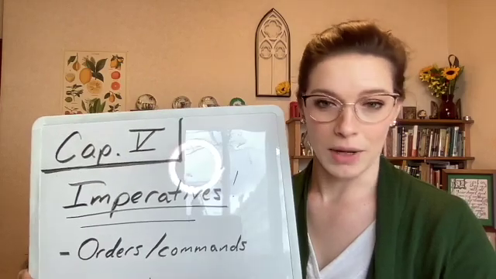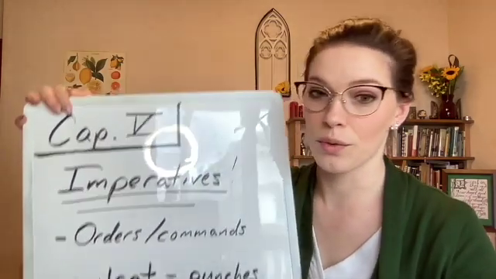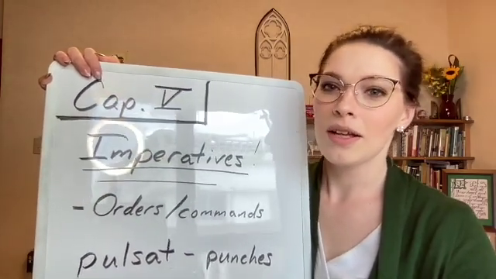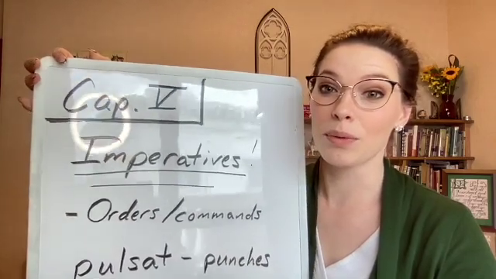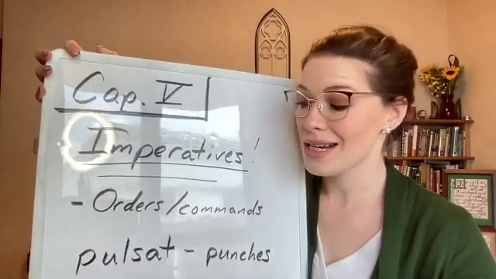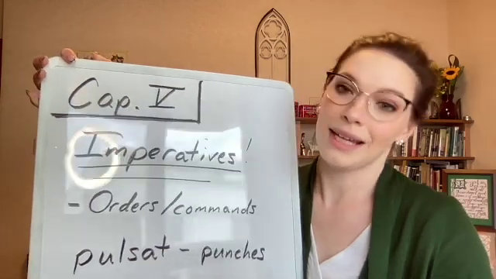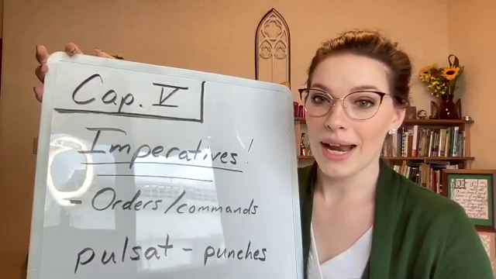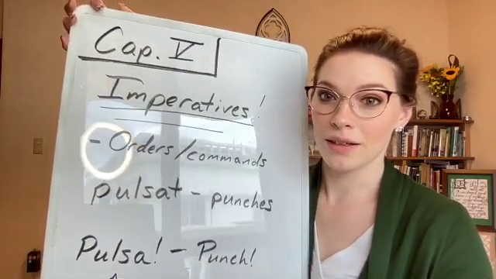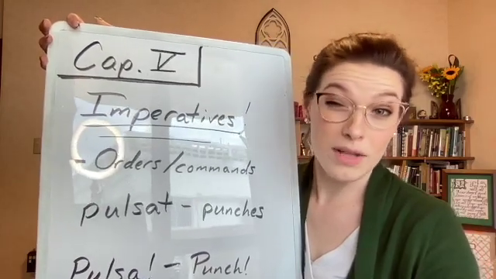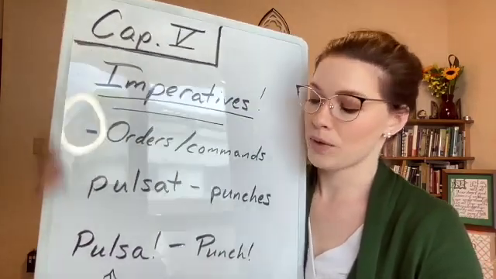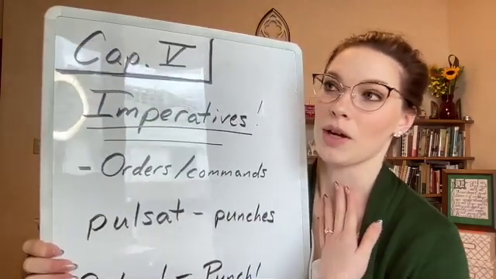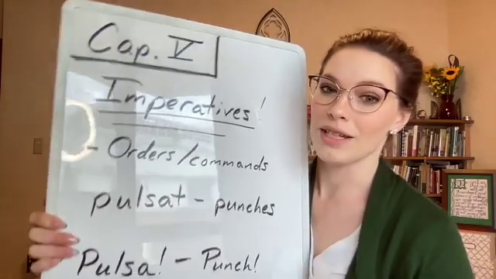So how do we do an imperative? Well, it's going to require our verb. Normally our verb, let's say it's pulsat. Everybody knows pulsat is punches. How we turn it into a command is we remove the ending. In this case, the ending is the T, which shows that he punches or she punches or it's punching. We remove that ending so that it's just pulsa, punch. It will always, for the most part, end in a vowel. You see how it's pulsa and it ends with an A? It will almost always end with a vowel if it's an imperative.